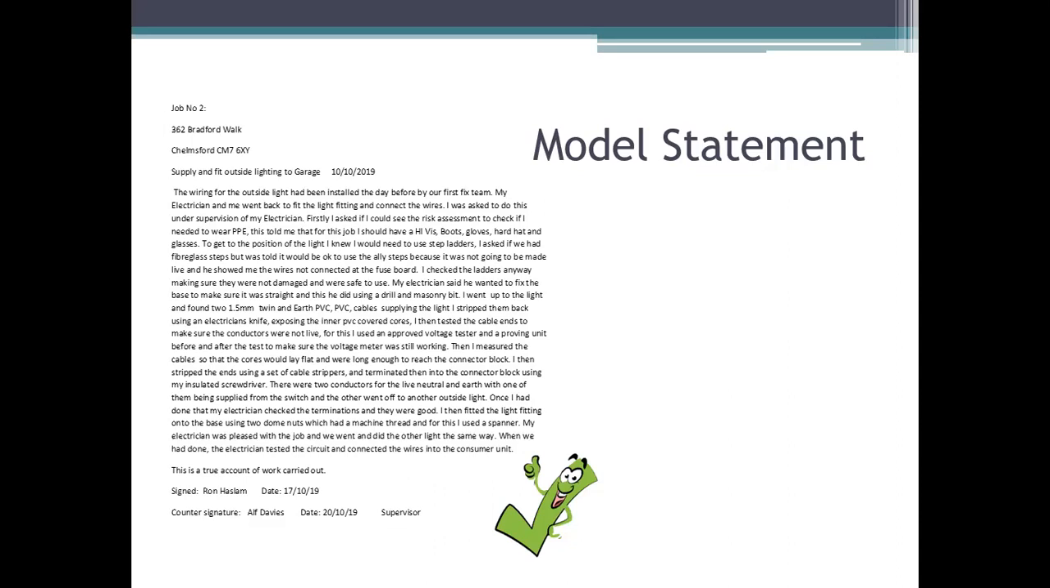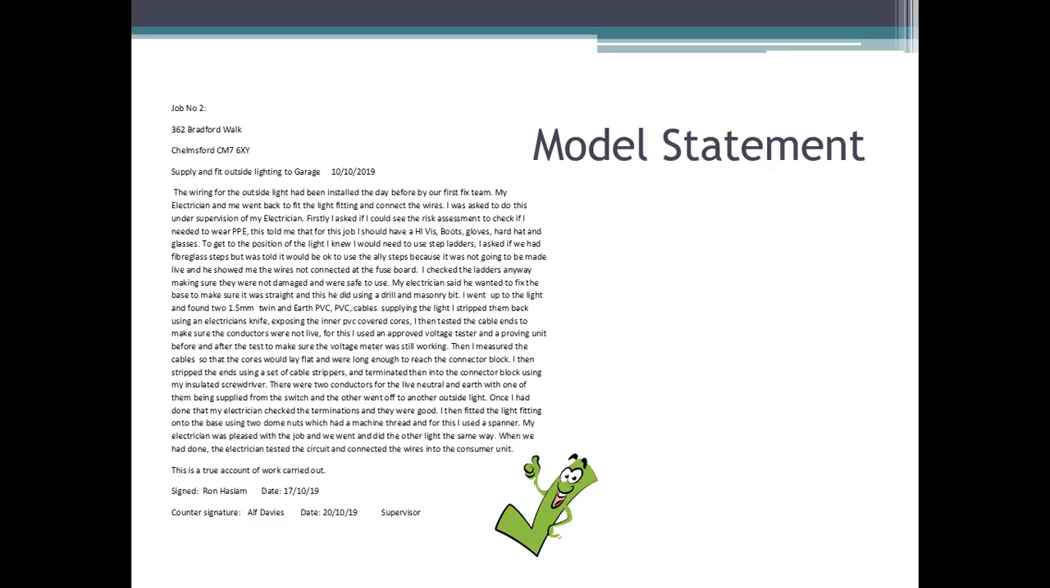So if we look at the statement itself, there's many points I'm going to want to make with this. So the wiring for the outside light had been installed the day before by our first fix team. So that's just really setting the scene. My electrician and me went back to fit the light fittings and connect the wires. I was asked to do this under the supervision of my electrician.